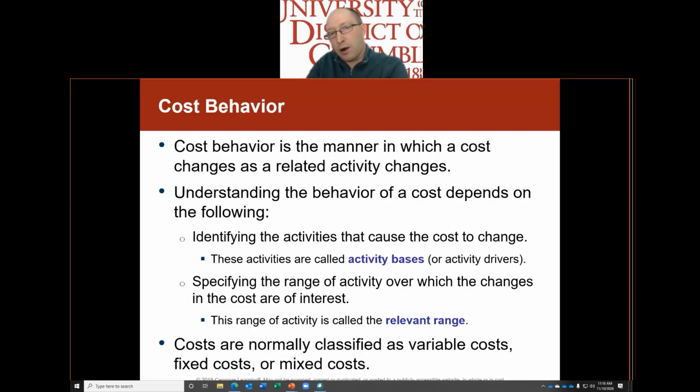The more our level of output changes, which is an activity base, the more our costs change. Okay? Higher output, higher cost. Lower output, lower cost. As our activity levels change, the more our costs will change.